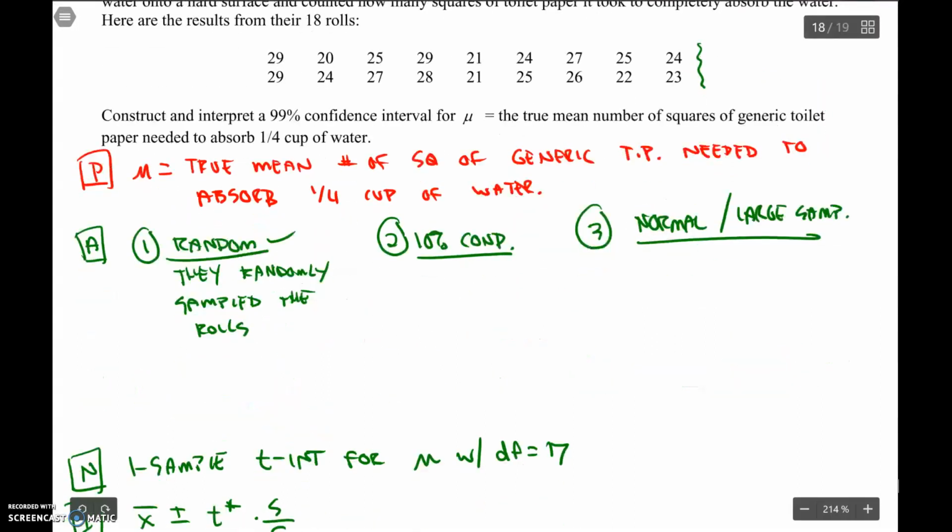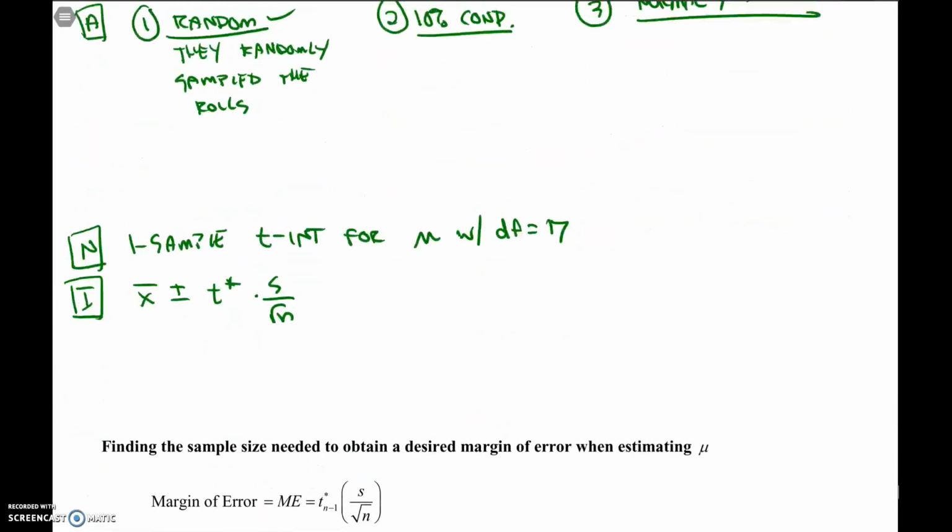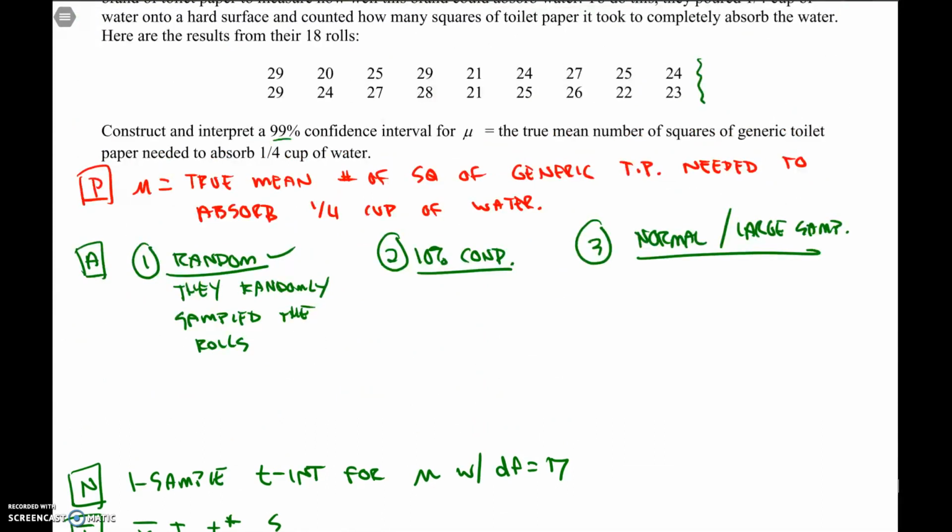Construct and interpret a 99% confidence interval for the true mean number of squares of generic toilet paper needed to absorb a 1/4 cup of water. So again, I kind of got the structure here, but there are a couple things I wanted to highlight on this one. First, μ equals the mean. True mean number of squares of generic toilet paper needed to absorb a quarter cup of water. They said they randomly selected their toilet paper. Again, they probably lied, but whatever, the problem says it.